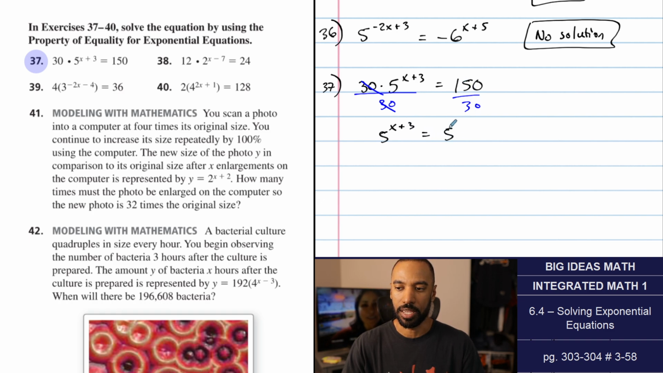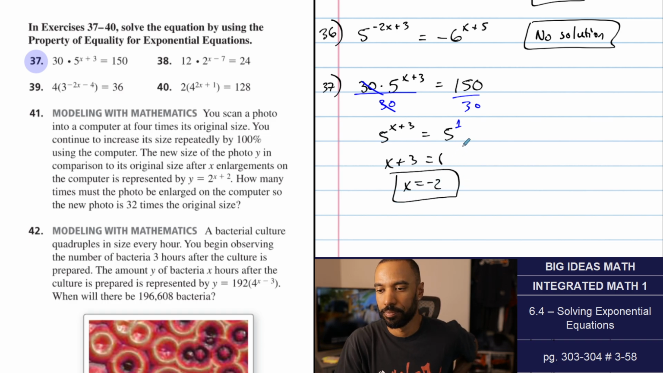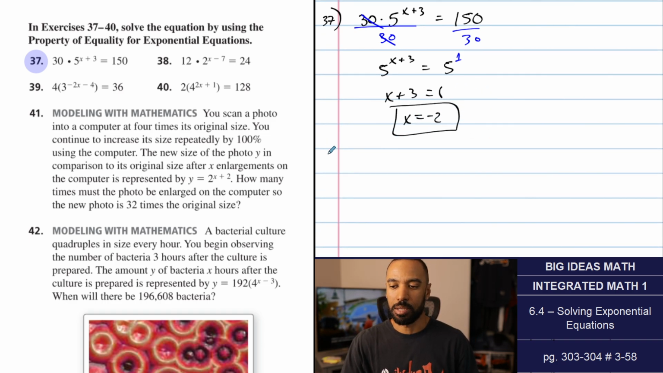And 150 over 30 is 5. So now we have this thing by itself, and now it's all about matching bases. Well, the bases match, but this also means 5 to the first power. Don't forget that part. So that means x plus 3 equals 1, therefore x equals negative 2. So that's the set, right? Get this thing by itself so we can do some work on it afterward.